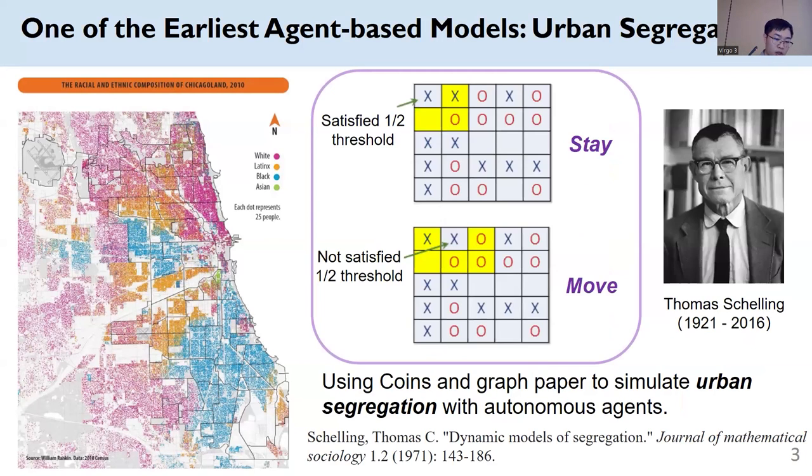So the Nobel Prize winner, Thomas Schelling, proposed a very simple agent-based model. He doesn't have LLM.